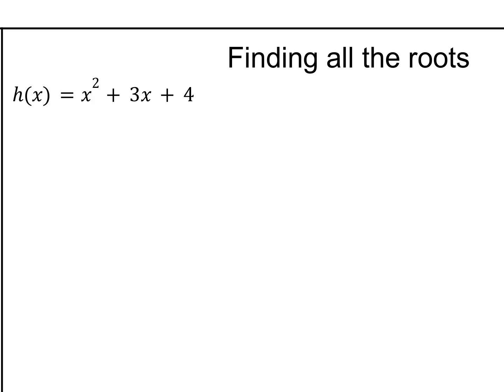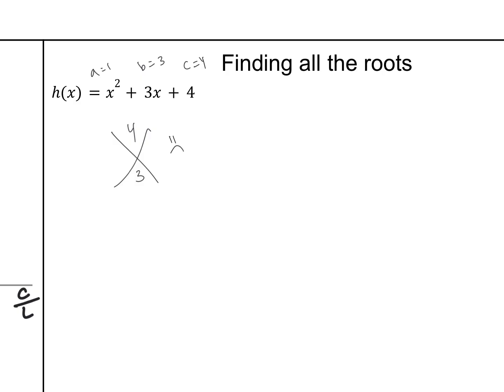Like you can try and do the X-bosal where your a value is 1, b is 3, and c is 4. 1 times 4 is 4, and 3 on the bottom. If you try to figure out what numbers multiply to get 4, but add up to 3, you're going to notice that nothing works. So X-bosal does not work for this problem. That means you have to find a different method. In this case, I would prefer to do the quadratic formula because it works all the time.